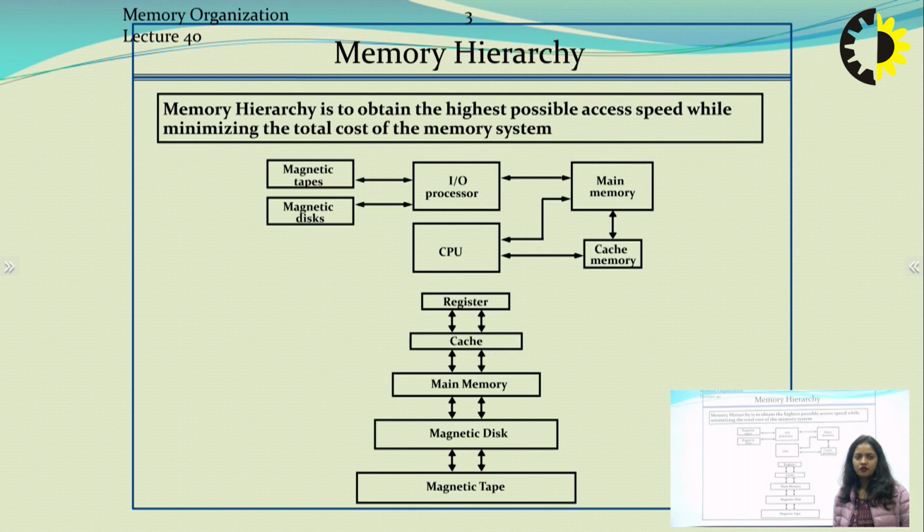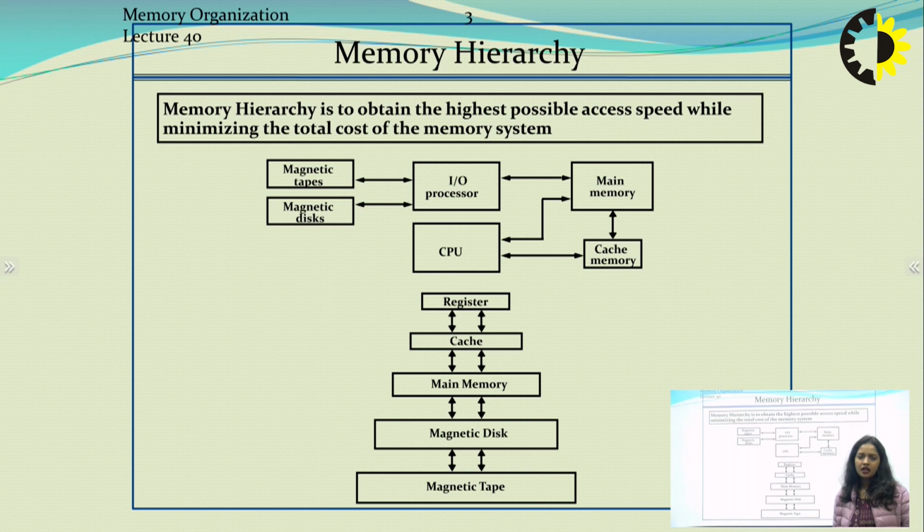Now let us first of all discuss the memory hierarchy. In a memory hierarchy, at the topmost level, we will find registers. Then the second in the memory hierarchy is the cache memory. Then we have the main memory, which is comprised of primary memory, that is RAM and ROM, random access memory and read-only memory. Then at the bottom, we have magnetic disks and magnetic tapes.